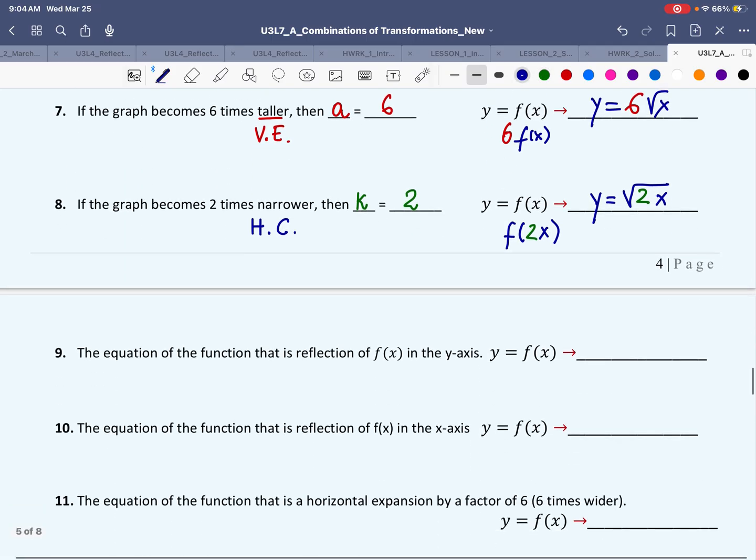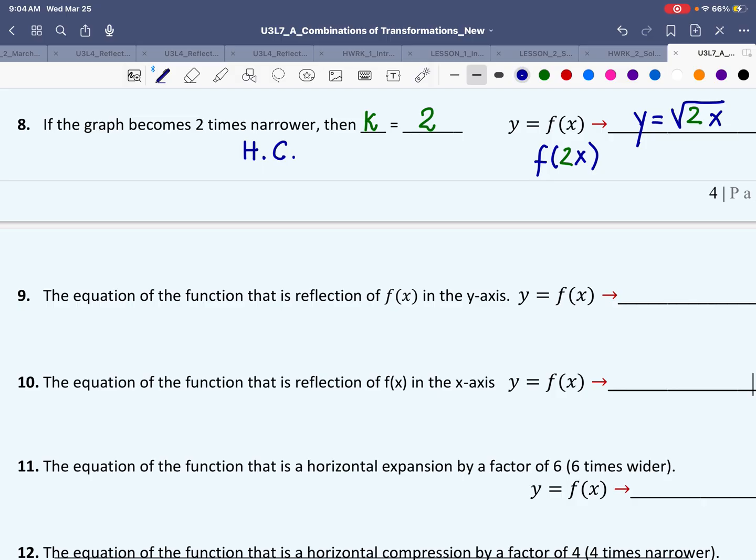Next, the equation of a function that is a reflection of f of x in the y-axis. So reflection on the y-axis will change the variable x to negative x. What that means is that the coefficient k is going to be negative 1. So therefore, f of x has become f of negative x. So the square root function has changed to become y equals the square root of negative x.